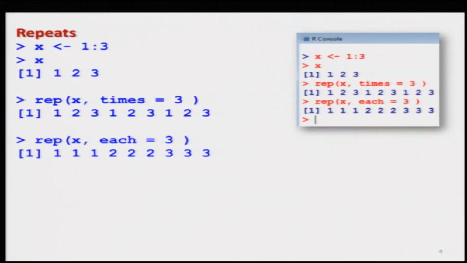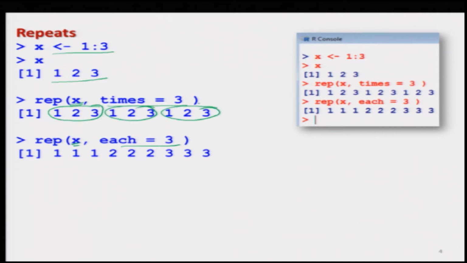Now, let me take one more example to illustrate this. Suppose I take a data vector x equal to 1, 2 and 3, and I repeat this data vector x with times equal to 3 and each equal to 3. This will clearly explain the difference between the two. Times means the entire data vector is going to be repeated. So, this entire data vector 1, 2, 3 is repeated 3 times.